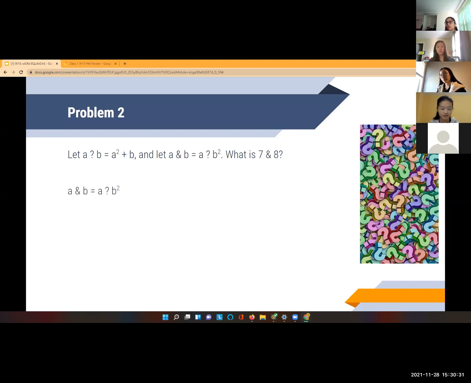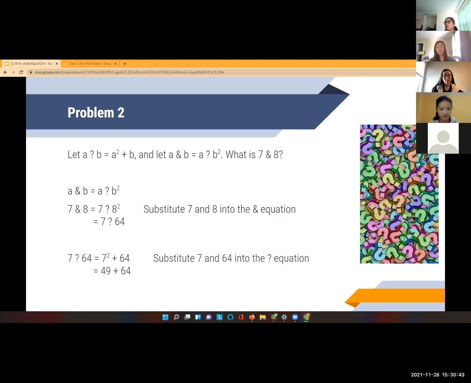So we have a percent b is equal to a ? b squared. That means that 7 percent 8 is equal to 7 ? 8 squared, which is 7 ? 64. So in this scenario, we would plug in 7 for a and 64 for b, and we get 49, which is 7 squared, plus b, which is 64. So we get 49 plus 64, which is 113 when we add them together.